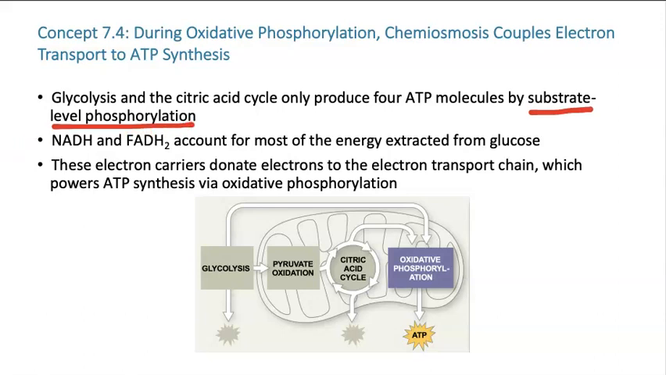The vast majority of energy that's harvested from glucose is actually harvested from NADH and FADH2. Those are going to really account for the vast majority of energy. So those two molecules are electron carriers, and they are going to donate their electrons to the electron transport chain. And it's the electron transport chain which powers ATP synthesis through the process of oxidative phosphorylation.